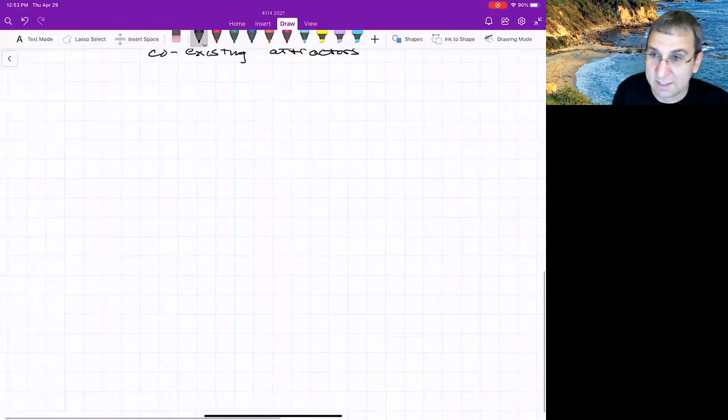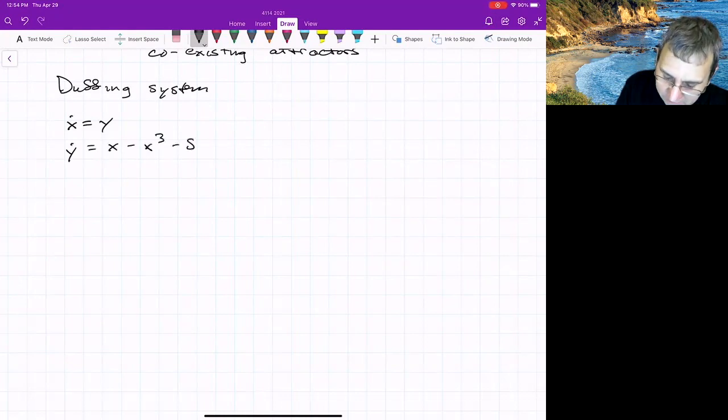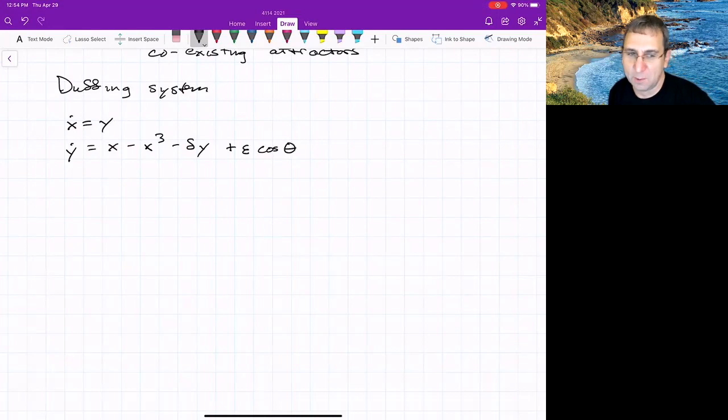If we write the Duffing system again, we'll write it this way: x dot equals y, so in first order form, y dot equals x minus x cubed minus delta y. Instead of f, I'm going to call this epsilon cosine theta. That's sort of a hint. I'm going to look at small epsilon.